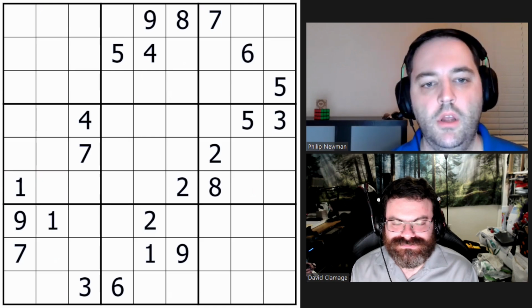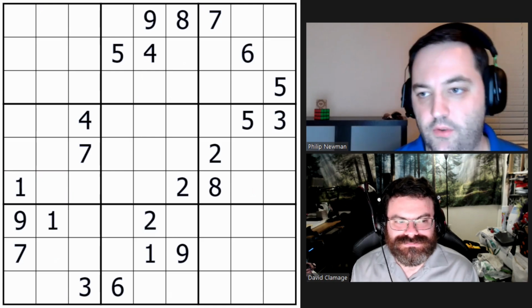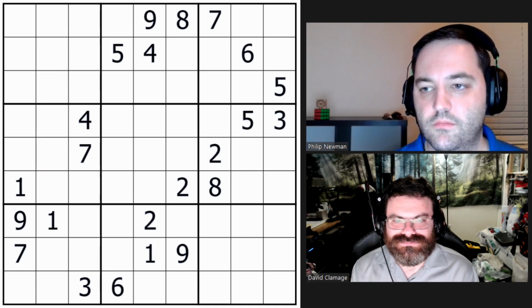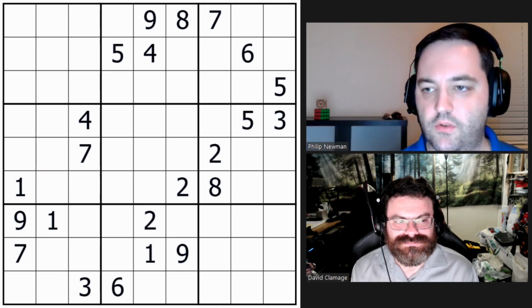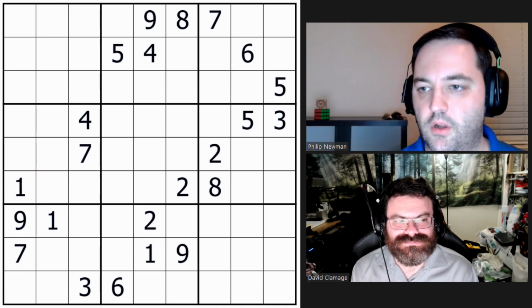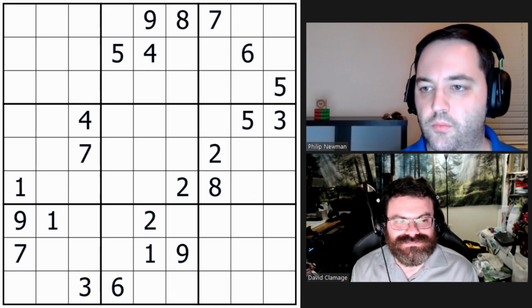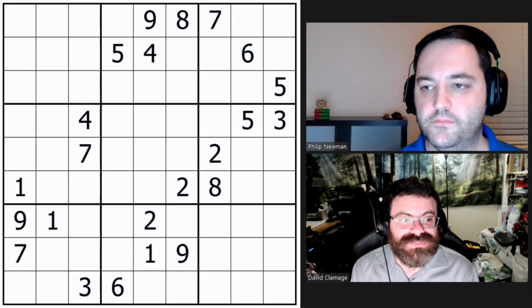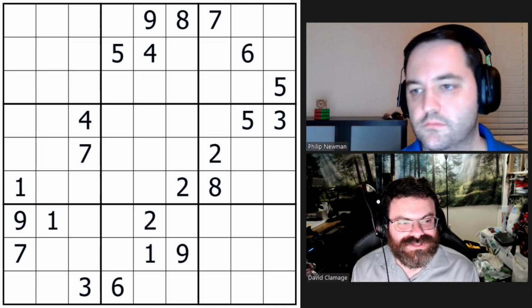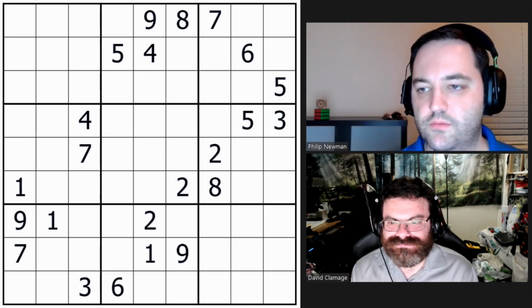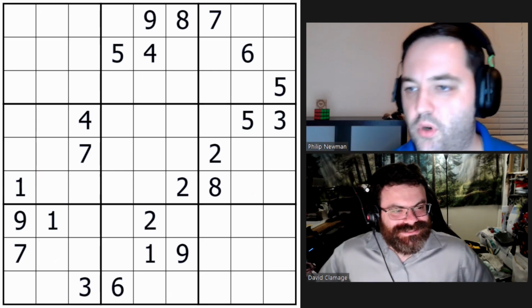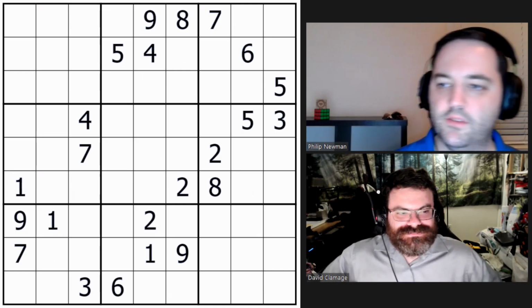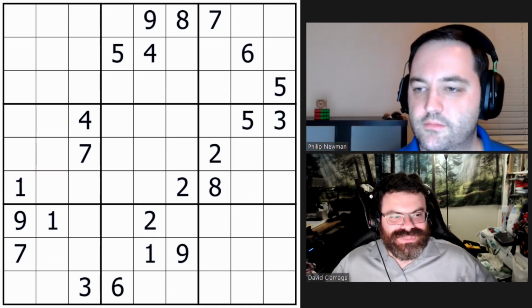So a multi-sector locked set is, like the name might suggest, a locked set that involves multiple sectors or houses. We tend to call them houses, so rows, columns, or boxes. So it could also be named a multi-house locked set. That would be kind of an equivalent name, which would be just as confusing. And probably the acronym would be more awkward to say. MSLS just kind of flows off the tongue. Not really, but anyway.